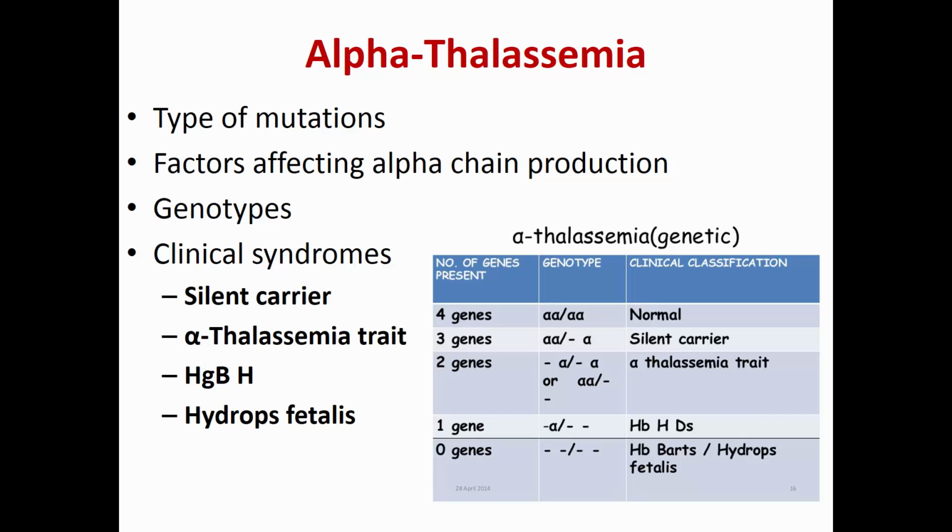But then when you start missing 2 alpha genes, things are going to change. You're going to start to have thalassemia trait. You're going to get nice microcytosis as well as the hypochromic cells. You will be able to see the results.